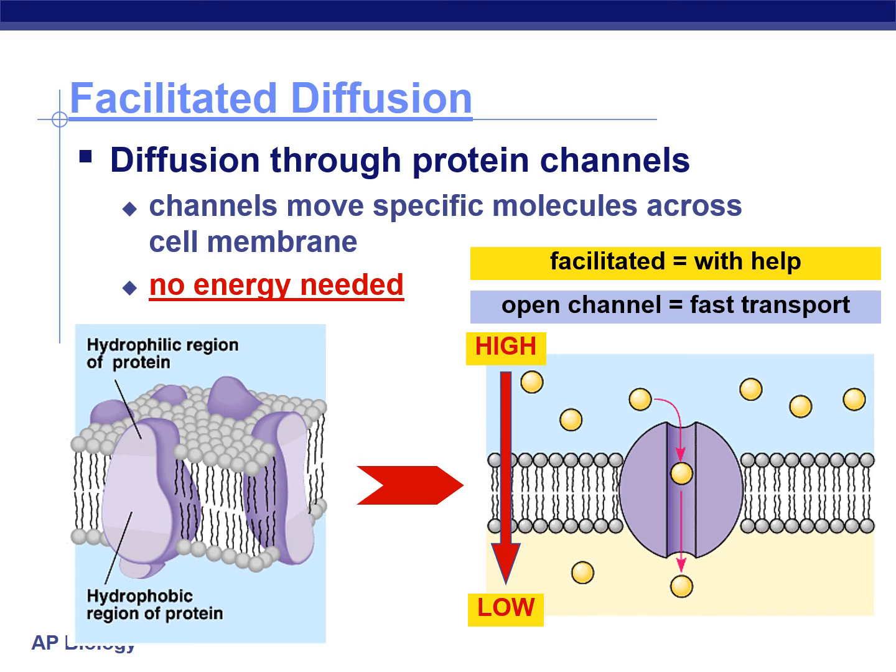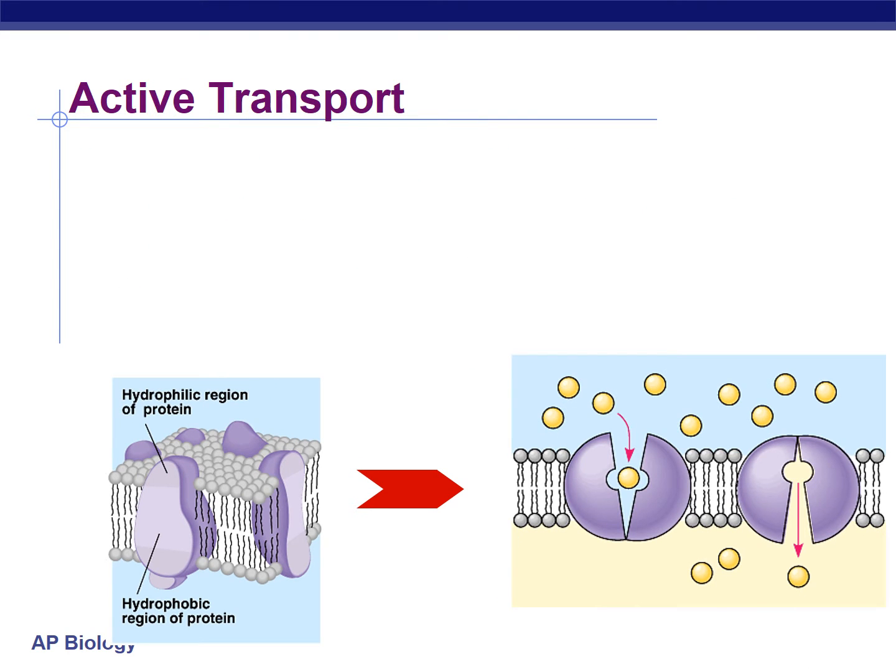Still, these remained open. They're not gated, so that does mean that molecules can move through these pretty quickly. But these molecules still do, like I said, only let some specific molecules through, and so in some ways we can think of these facilitated diffusion protein channels as bouncers.